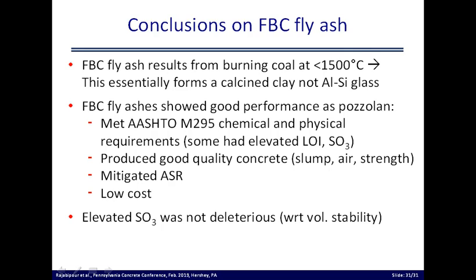And as I said, these are considered waste material right now, which are just landfilled, and as such, they are low cost. And finally, that elevated SO3 in the case of one of the fly ashes was found not to be deleterious with respect to causing excessive expansions. So with that, thank you very much for your time, and I would appreciate any questions.